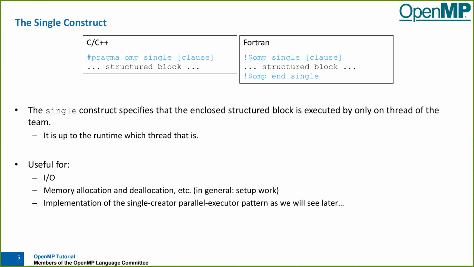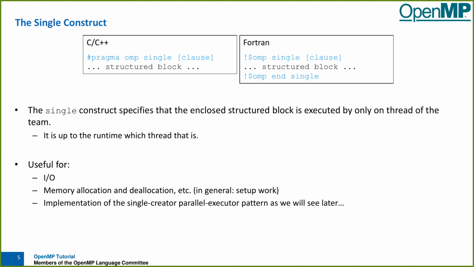Then we have another work sharing construct, which is named the single construct. Again, it consists of a structured block. Here I left out the curly braces. And that means that the enclosed structured block is executed by only one thread of the team, hence the name single. The runtime will pick a thread. In most cases, it will be the thread that arrives there first. And all the other threads will jump around because the content is executed by only one thread of the team.